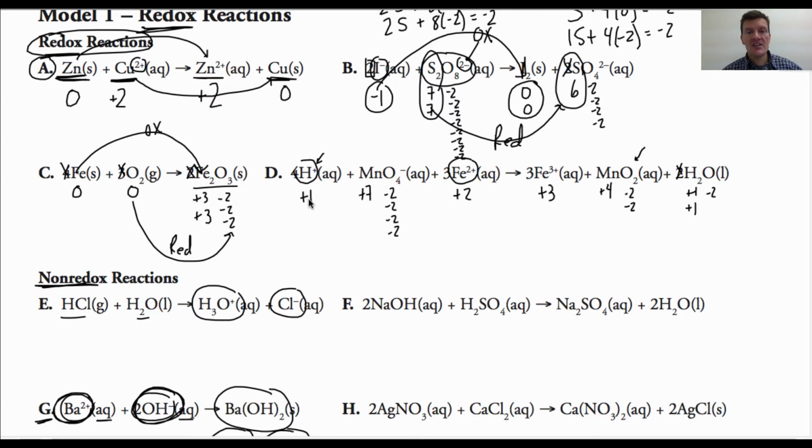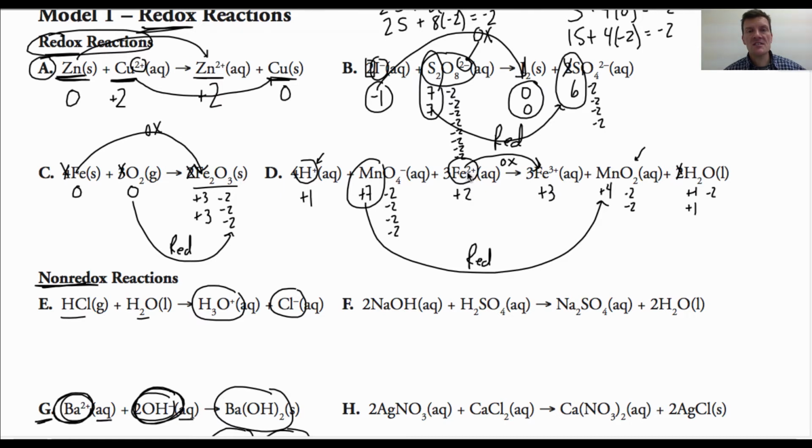Hydrogen did not change. +1 on the left side, +1 on the right side. Let's look at oxygen. -2, -2. Oxygen didn't change. So it leaves us with the other 2 elements. Manganese went from +7 and it went down to +4. So this is your reduction. Iron is +2 and it went up to +3. There's your oxidation. Okay? So what have we discovered?